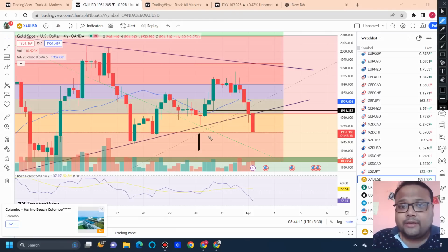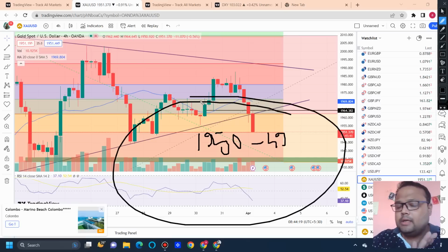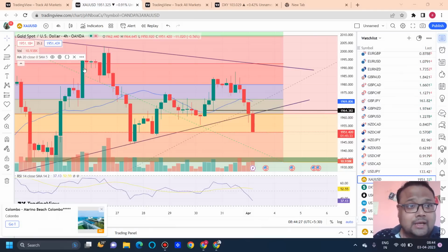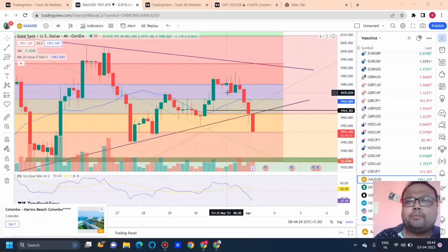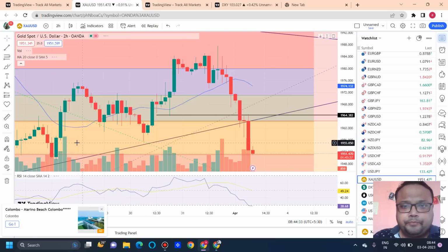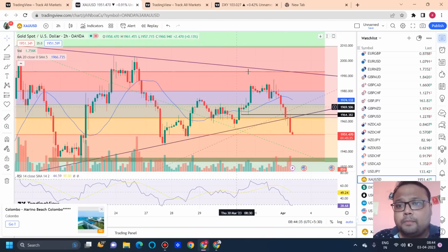So the first level in front of us is around 1950 to 1949. And right now the things are not very positive, so as a result there's a high chance that the market will break 1950 to 49 as well. Okay, the market has just opened a couple of hours ago, so what you can do is simply switch to the 1 hour time frame and wait for the market to bounce.